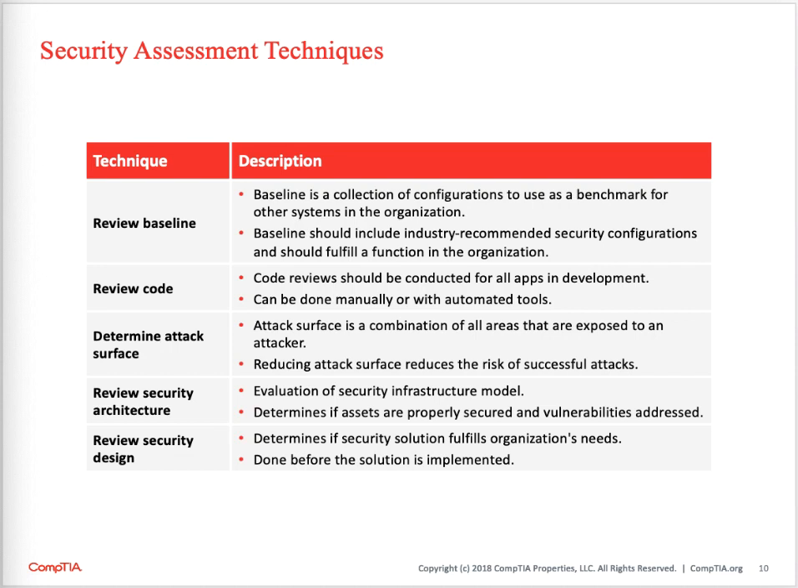So, we create a baseline for a specific computer and then decide which settings we want to include and depend on to ensure its security. And these should follow industry recommendations, right? Once we've done that, we can look at all the other computers or systems in our network and make sure they adhere to this baseline. Next up, we have code reviews. A code review needs to be conducted for all applications in development.